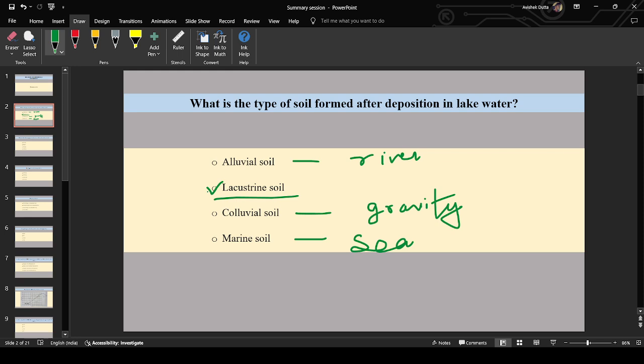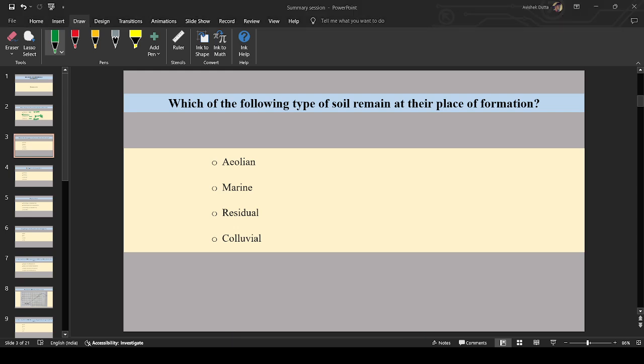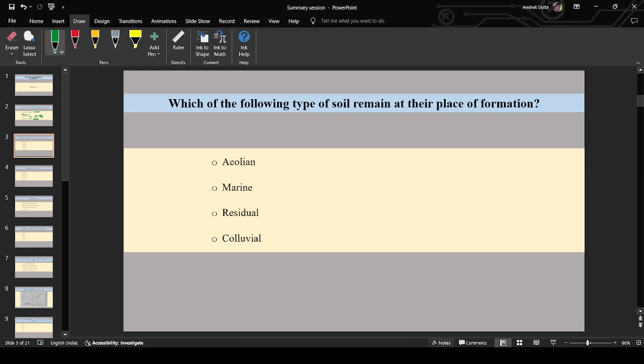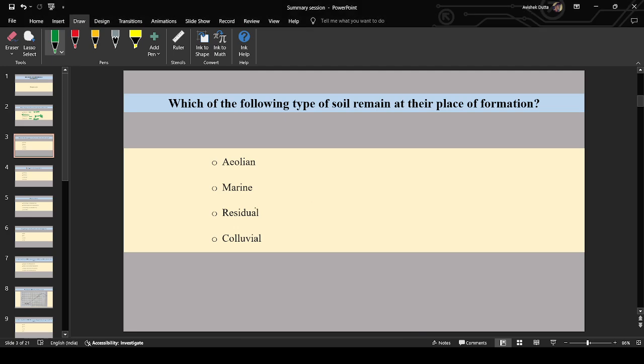The next question is, which of the following types of soil remain at their place of formation? That means they are not transported from one place to the other. They remain at their place of formation. It is a very easy question. The answer is residual soil. They remain at their place of formation.